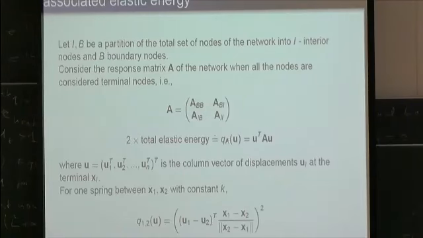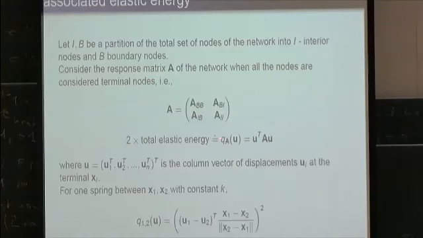For any such matrix A, again A accounts for all the nodes, boundary and interior. This is the explicit form of the quadratic energy functional for one spring.